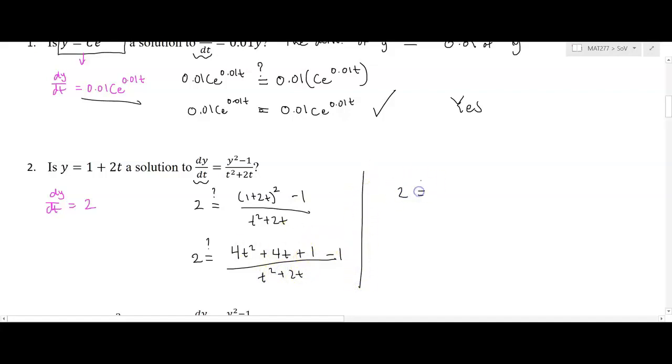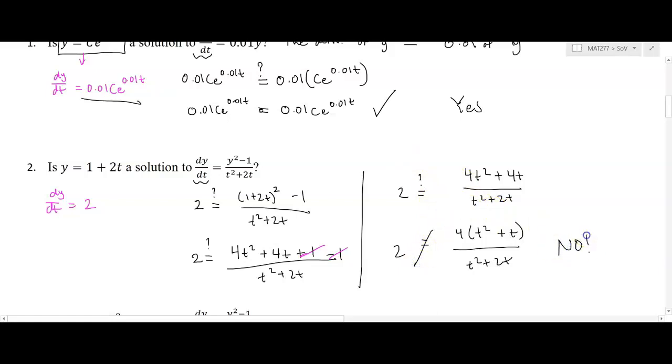Again, I'm not sure yet whether these two sides are equal or not, but I do see that here I'll have a cancellation of a plus 1 and a minus 1. So I'll have 4t squared plus 4t over t squared plus 2t, and I see that they both have the t squared in there, but the top doesn't quite look like the bottom, so I can't cancel out a t squared plus 2t. I could factor out a 4 from both terms in the top and make this t squared plus t over t squared plus 2t, and that clearly will not cancel out, right? t squared plus t will not cancel with t squared plus 2t. Therefore, these are not going to be equal to each other, and so our answer is no. 1 plus 2t is not a solution to this equation.